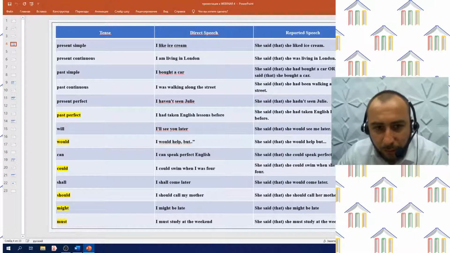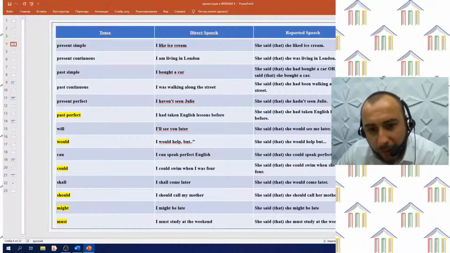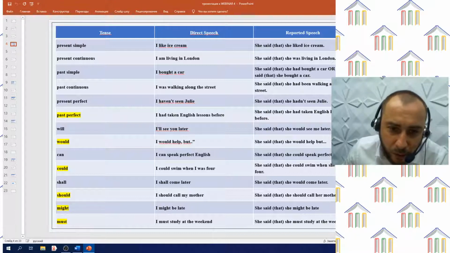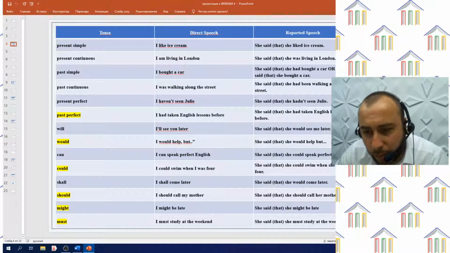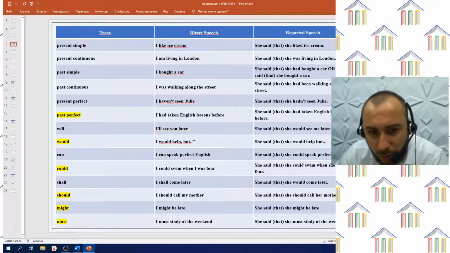From past perfect it doesn't change. Will. I'll see you later. She said she would see me later. Future simple to future in the past. Would. I would help, but she said she would help, but it also doesn't change. Can. I can speak perfect English. She said she could speak perfect English. So can changes to could in reported speech.